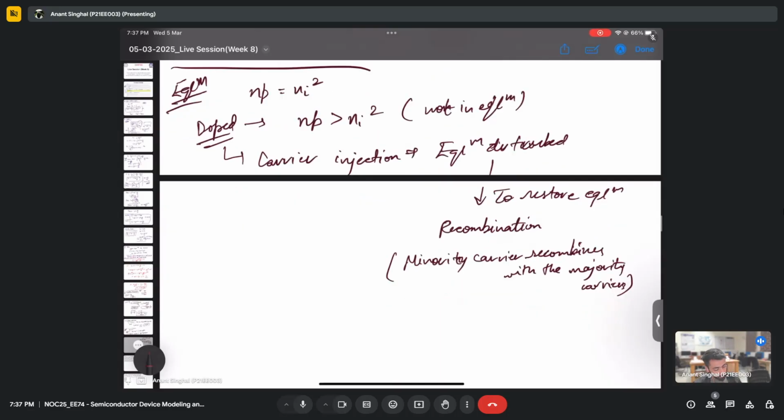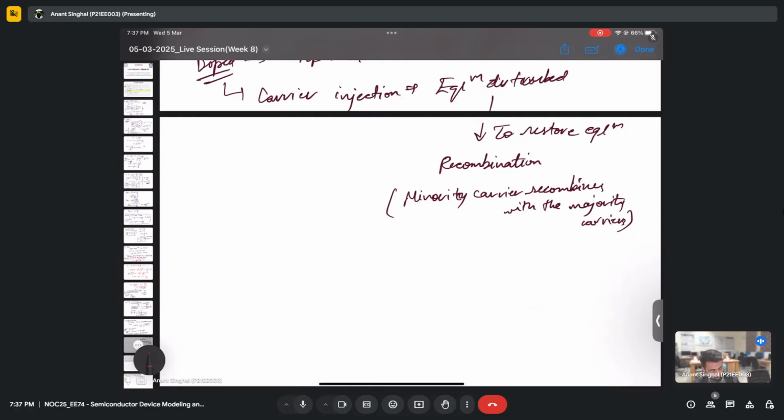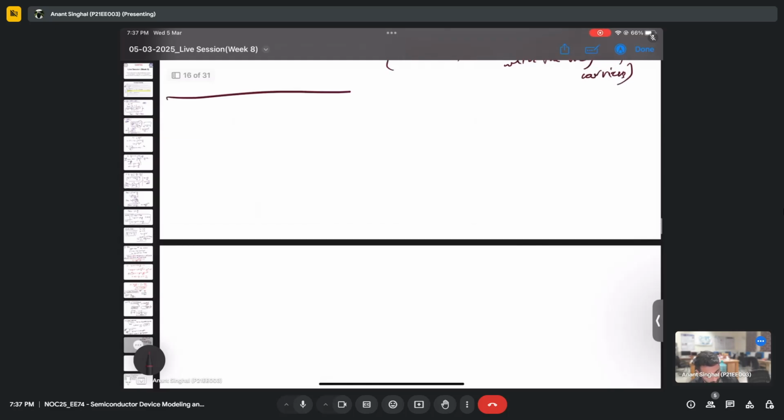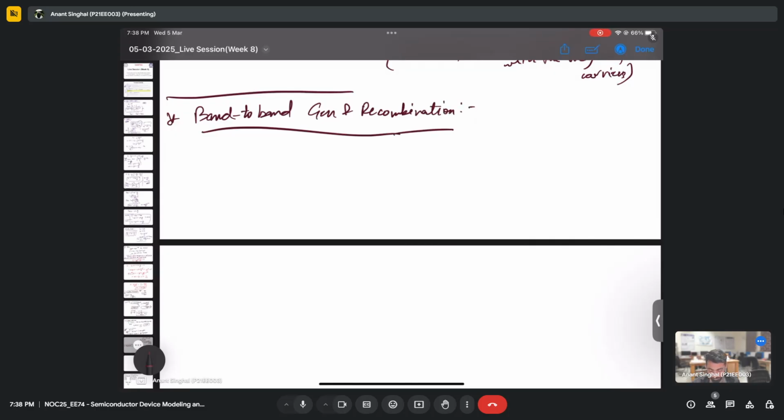Now there can be different types of recombination and generation. Let me name a few and try to explain them in very simple language. The first one, the straightforward one, is band to band generation and recombination. As the name suggests, just for ease, I'm drawing the electrons as cubes and the holes as circles.